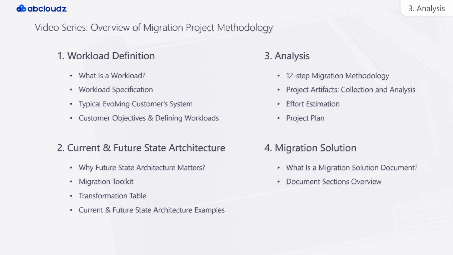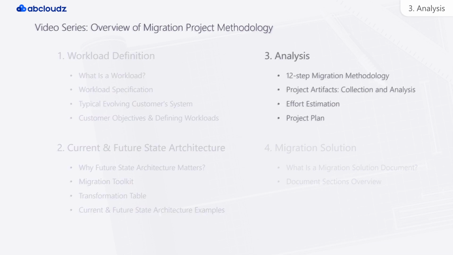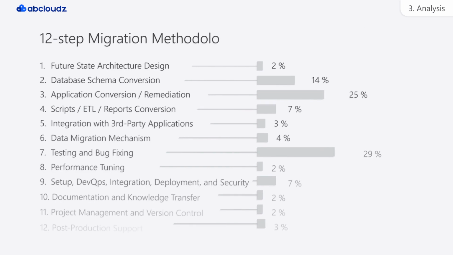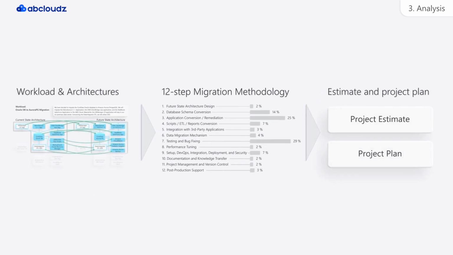In the prior stages, we focused on defining a workload, examining both the present and future state architecture, and summarizing the transformation for each workload example. Now, let's delve deeper into the migration analysis phase. At this point, our 12-step migration methodology takes center stage, setting the groundwork for precise effort estimations and crafting a robust project plan for the entire migration project. These will serve as the core of the proposal to the client.